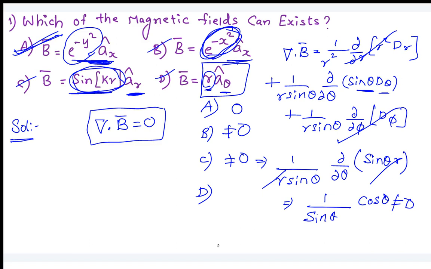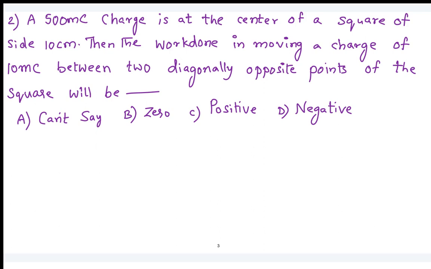Yes. So the only one which is satisfying the magnetic field is nothing but option A. For option A, if you take the divergence, it will be 0. Okay, go to the next one. So see the next question and solve this one.